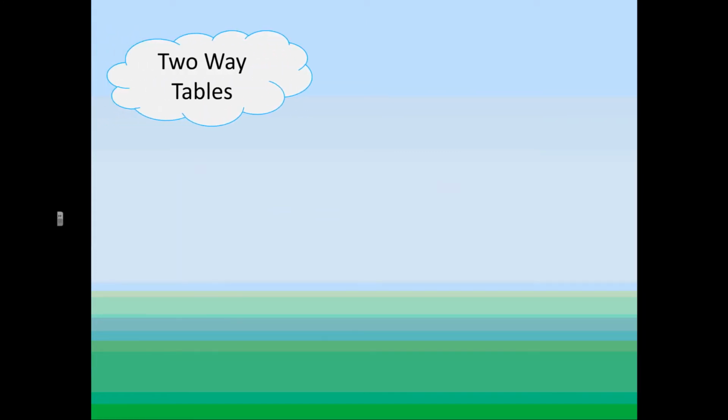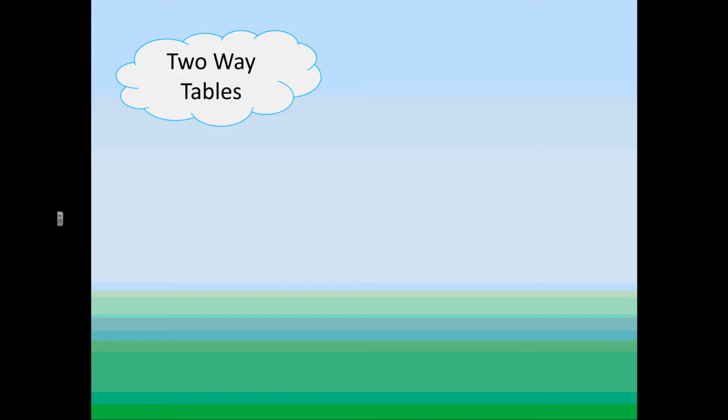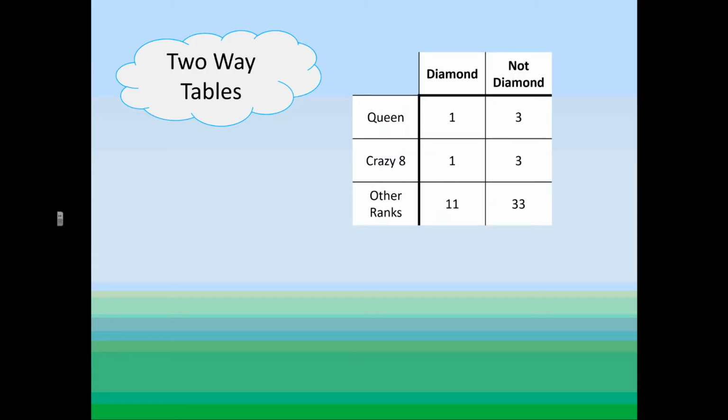So today we're going to talk about summaries, particularly two-way tables. Two-way tables are a great way to take a whole big sample space and boil it down into something that is more usable. This is an example of a two-way table. We've got diamonds versus not diamonds, and then we've got queens, crazy eights, and other ranks. And I've organized all of the 52 cards into their allotted slots.